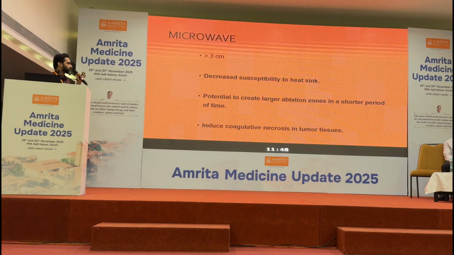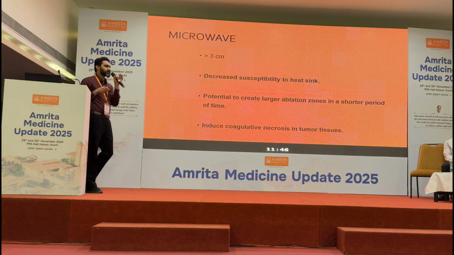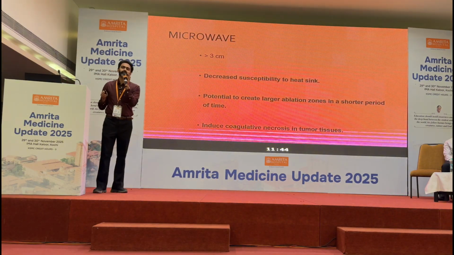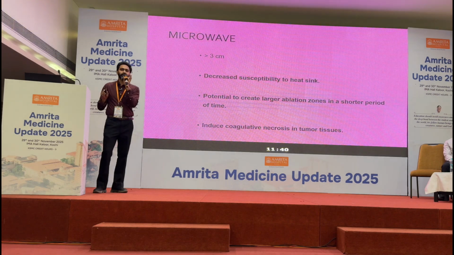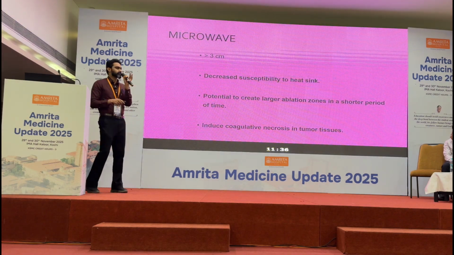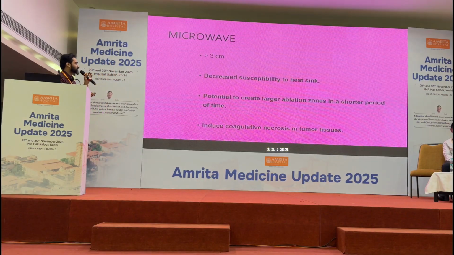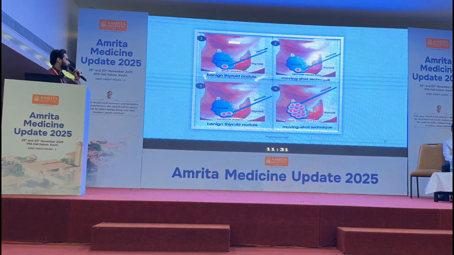One problem with microwave is that it does not respect boundaries. In RFA, if you use a 3 centimeter needle, it is going to ablate only 3 centimeters. But microwave depends really on the time. If you prolong the time, it will go on ablating more and more area. So the chance of complication is also higher with microwave ablation.